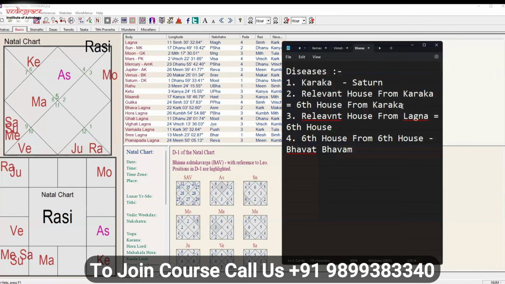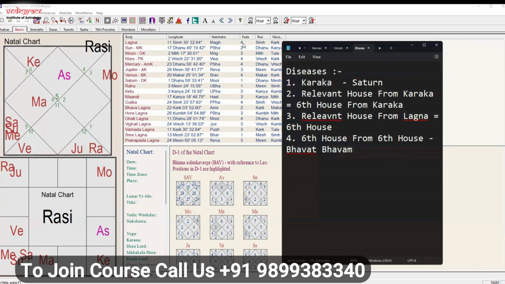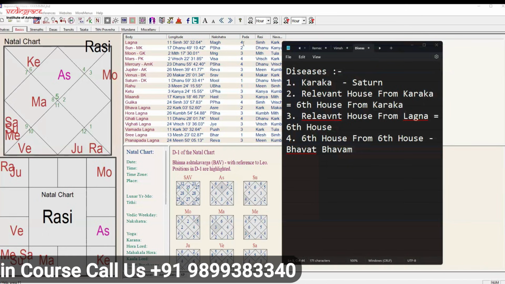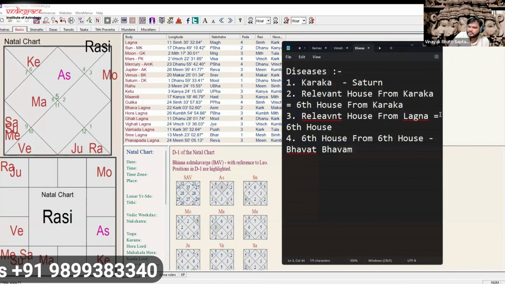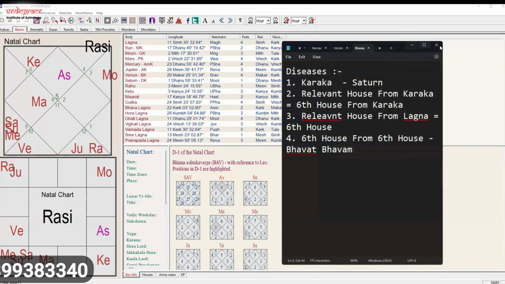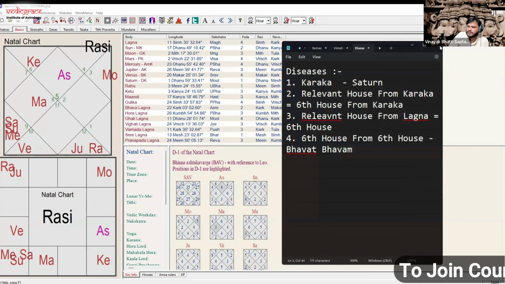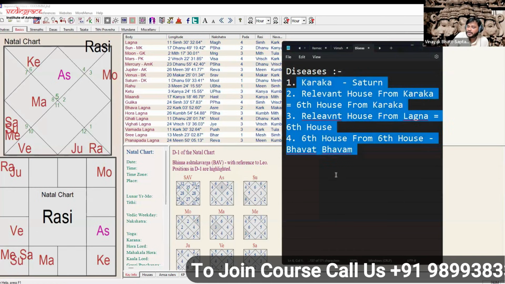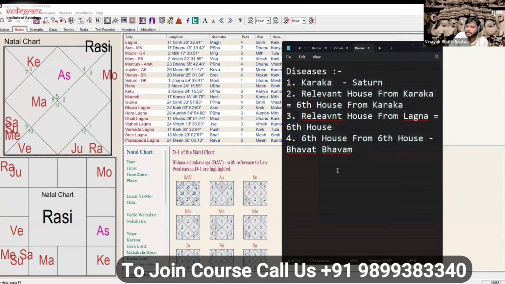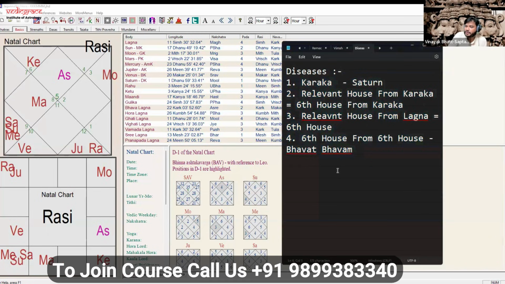When we are talking about Karaka, that means the particular disease we are considering. But what if we don't know the disease, but the person is susceptible to some upcoming disease? If you don't know the disease, that's why you follow these steps, to understand what kind of disease the native is going to face.